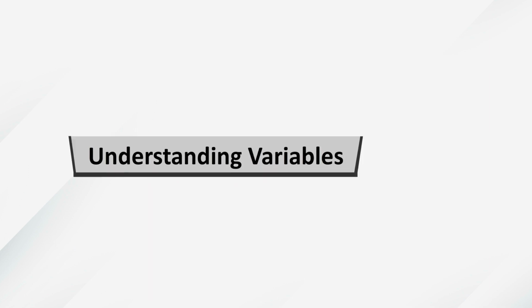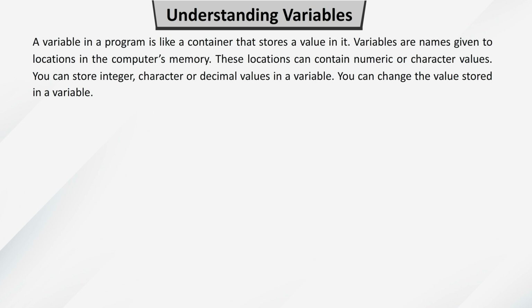Understanding variables. A variable in a program is like a container that stores a value in it. Variables are names given to locations in the computer's memory. These locations can contain numeric or character values. You can store integer, character, or decimal values in a variable. You can change the value stored in a variable.